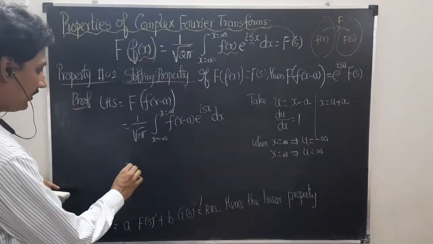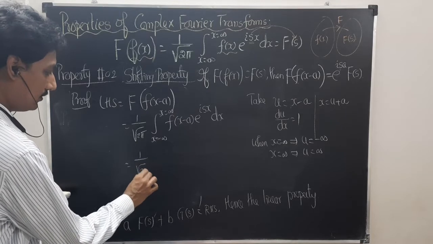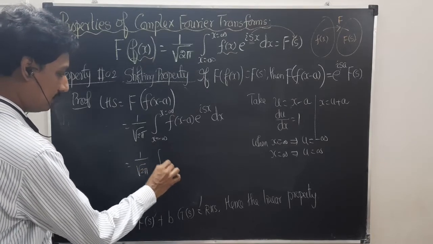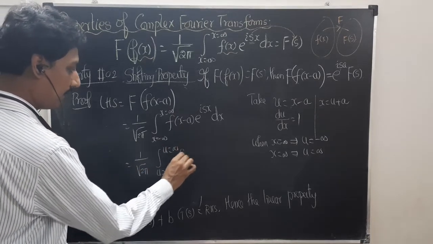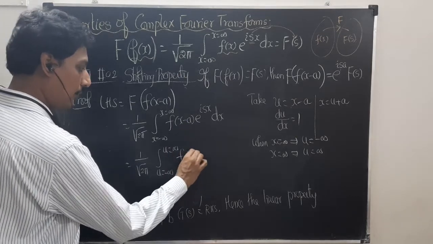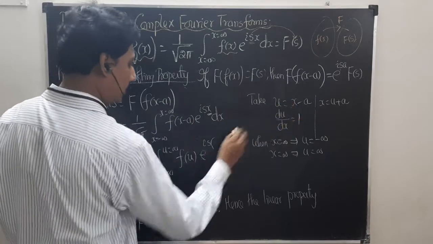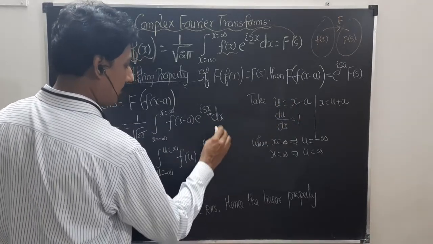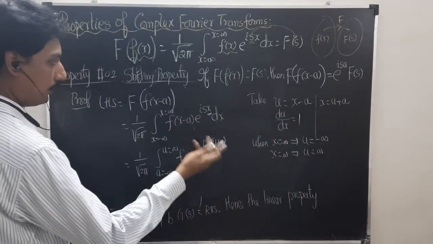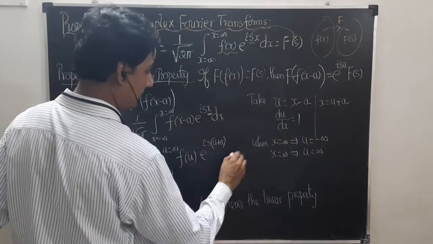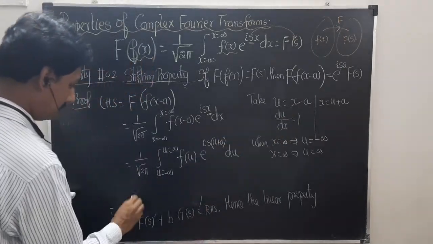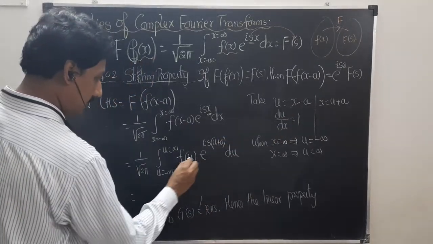So this can be converted in terms of u, the dummy variable. Integral from u equal to minus infinity to u equal to plus infinity of f of u into e to the power i s into x, and here x is equal to u plus a. What about dx? dx is equal to du.